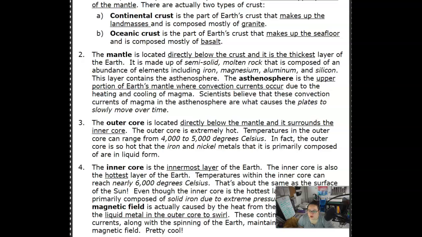pressure. Earth's magnetic field is actually caused by the heat from the inner core causing the liquid metal in the outer core to swirl. These continuous convection currents, along with the spinning of Earth, maintain Earth's strong magnetic field. Pretty cool. One thing I want to mention here is about magma and lava.